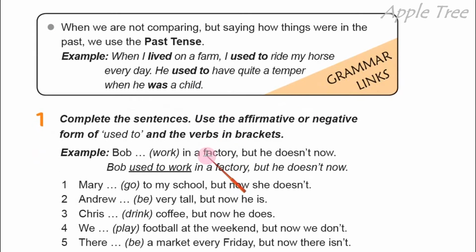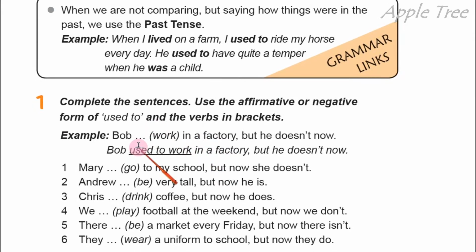Okay, so now let's complete the sentences. The first exercise, let's do it together. So, use the affirmative or negative form of used to and the verbs in brackets.